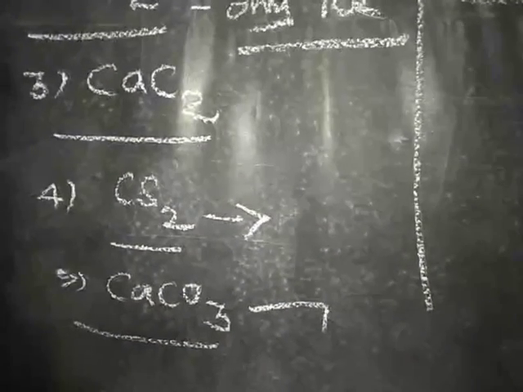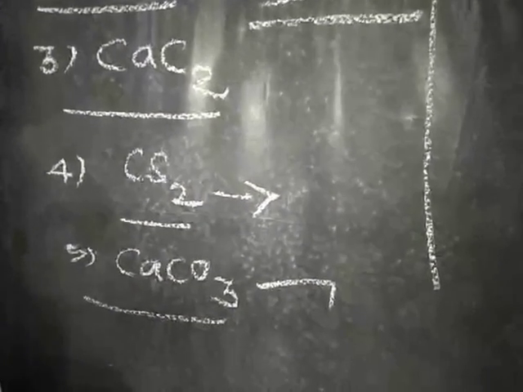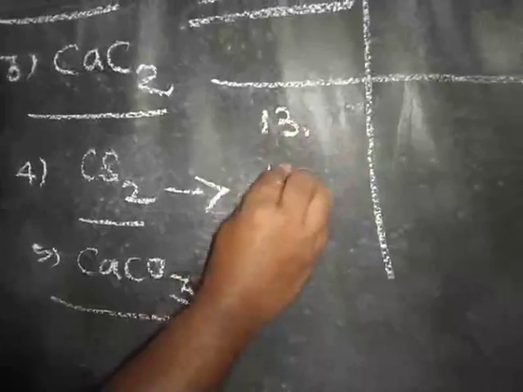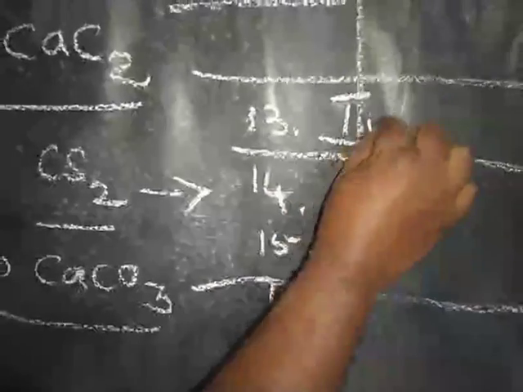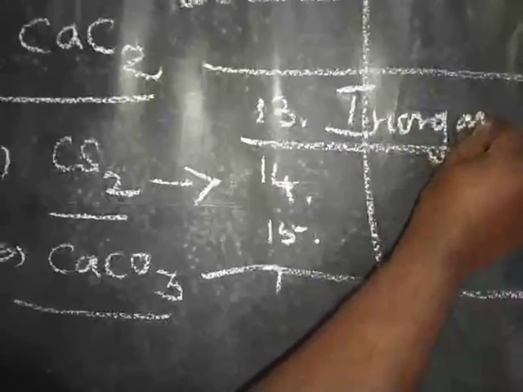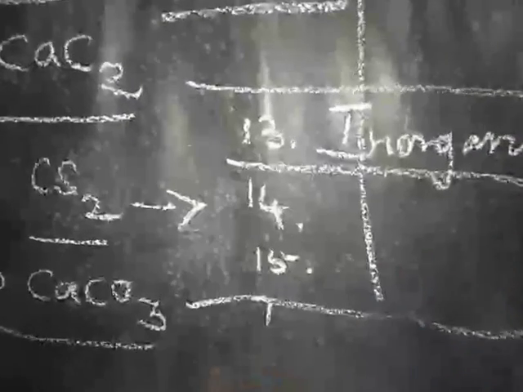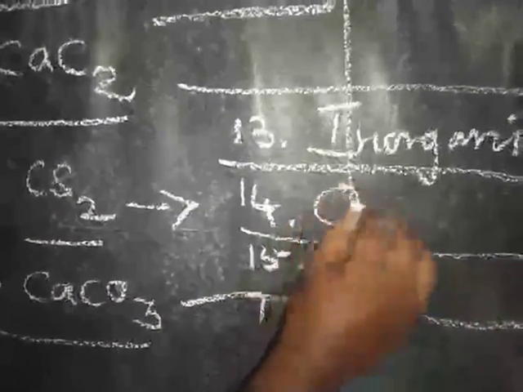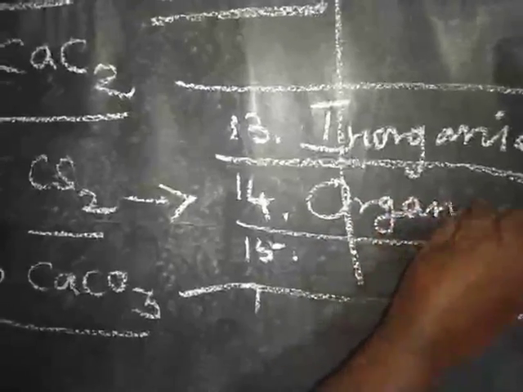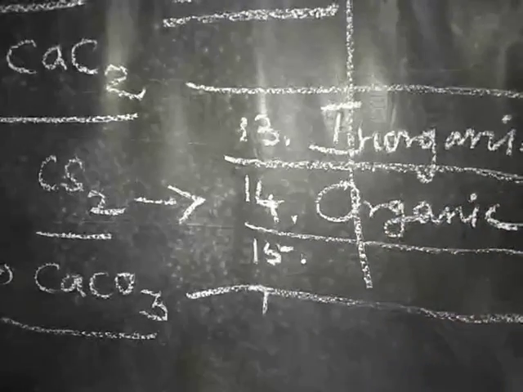So what is the homework for today? Question numbers should be continuous. Already question number 12 is over. Next are the 13th, 14th and 15th. The 13th question: define inorganic compounds, give examples. The 14th one: define organic compounds, give examples.